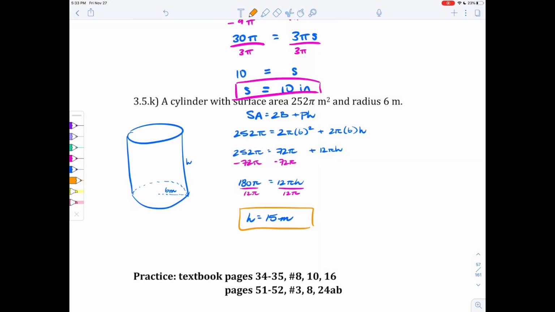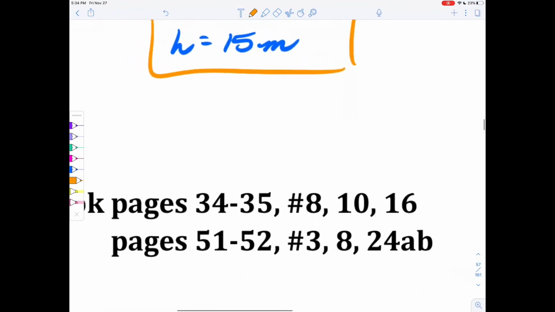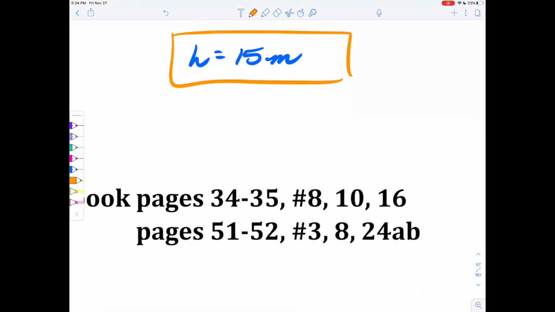So there is some textbook practice at the bottom. Where? Oh, literally right there. Oh, there it is. And other than that, I hope you give that a go.